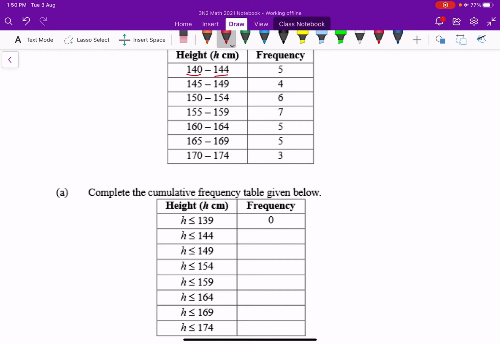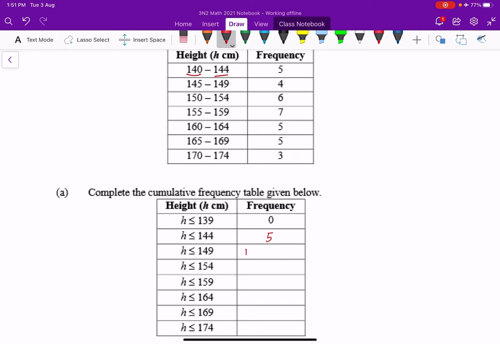So there is nobody that's less than 139 because our number here is smaller, starting from 140. So the next one is 144 or less. So there are 5. Fill up the table. You may pause the video and try to do it yourself first, and then check the answer. Please pause now and finish it. I hope you didn't continue the video and just copy the answer. I want you to try it yourself.